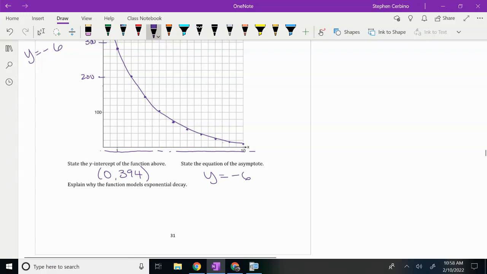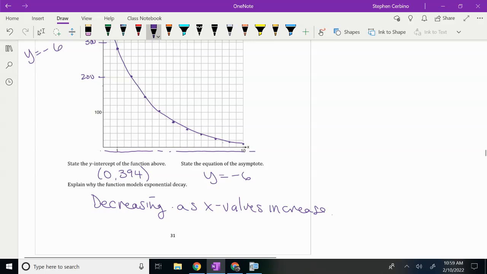Asymptote is y equals negative 6. It's decay because it's decreasing as the x values increase. Right? As we look at this graph from left to right, it's going down.